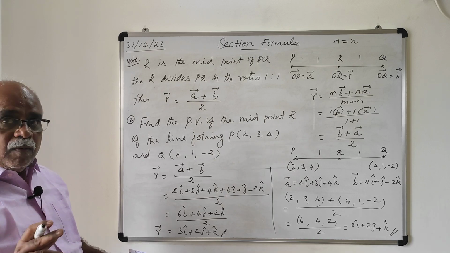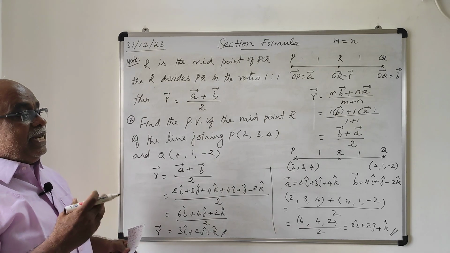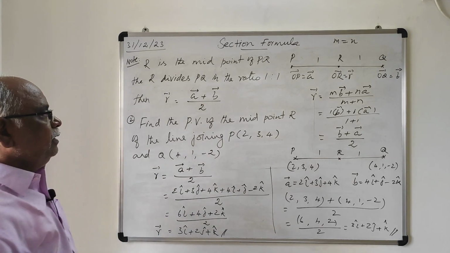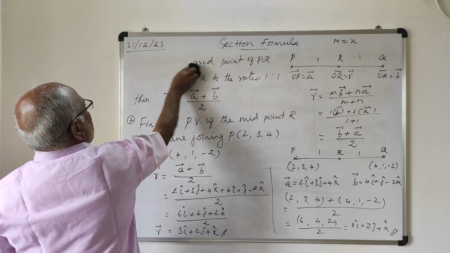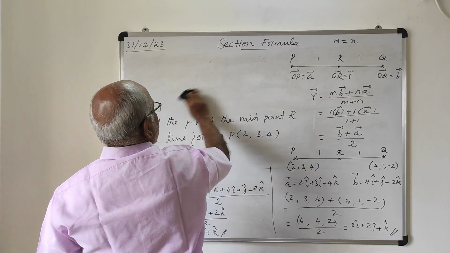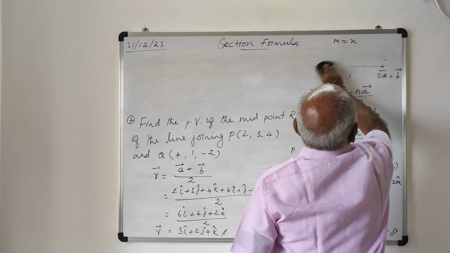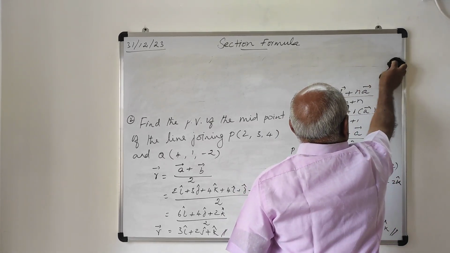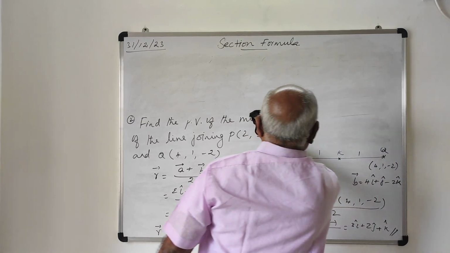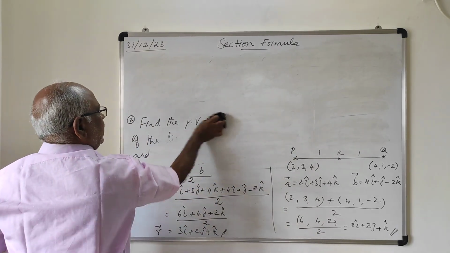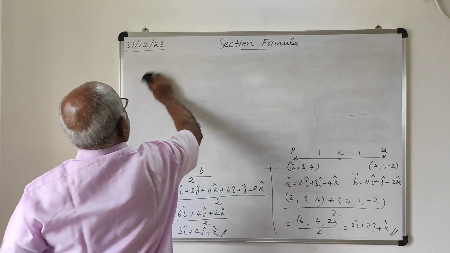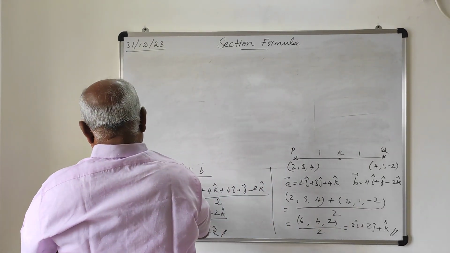Next, one more problem I am going to solve. Find the area of the triangle if the position vectors of the three vertices are given. That's our next problem: show that the three points form a right angle triangle. If the position vectors of the three points of a triangle are given, you have to prove that the triangle is a right angle triangle. That's the third problem.